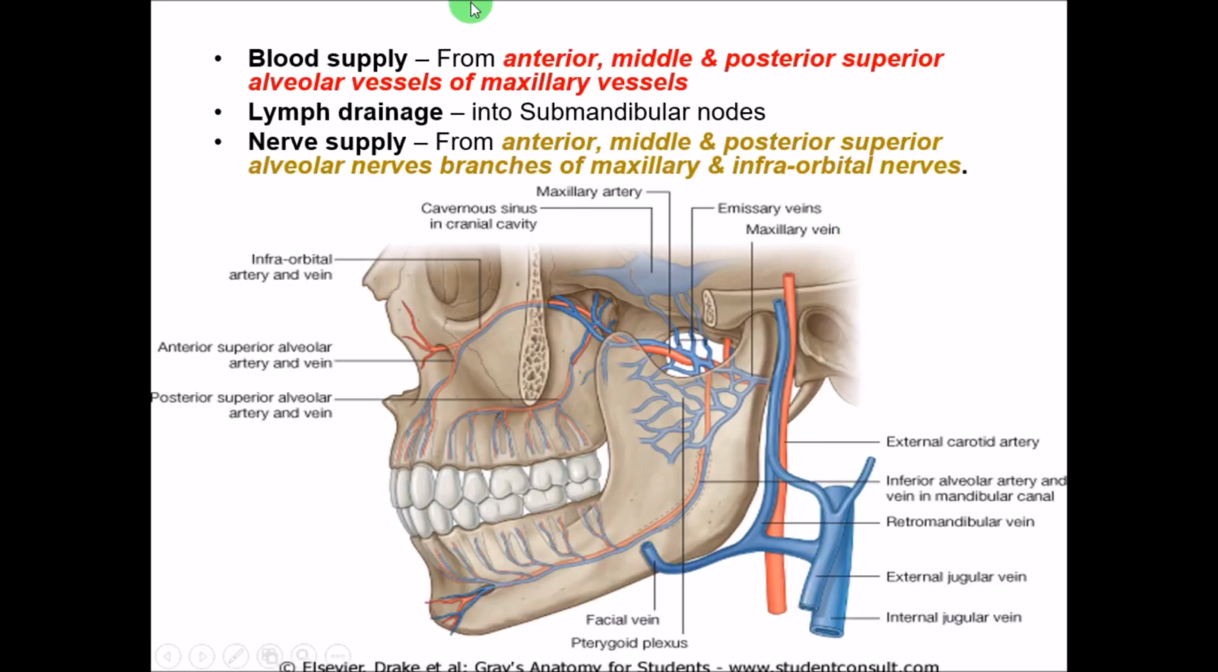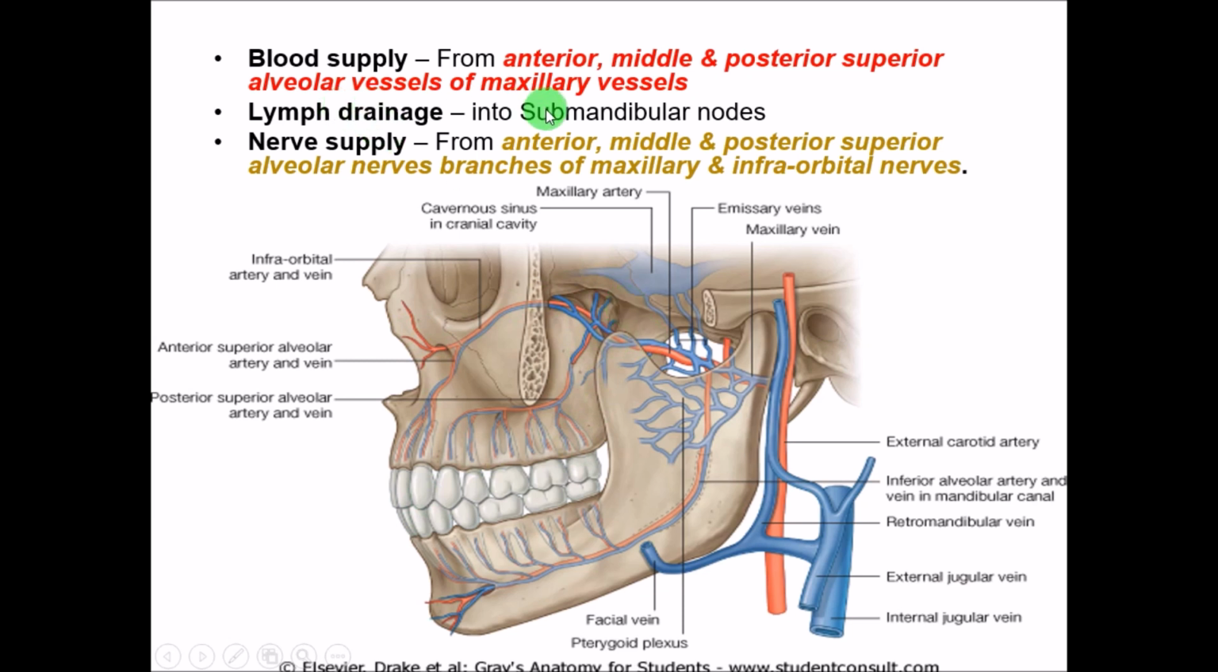Coming to the blood supply of this maxillary sinus, it is by the anterior, middle as well as posterior superior alveolar vessels. Here they have shown you the anterior superior alveolar vessels. Here are the posterior superior alveolar vessels, as well as the middle superior alveolar vessels. All will be supplied by the maxillary artery. Then the venous drainage will be by similarly named anterior, middle and posterior superior alveolar veins, which will be draining into the maxillary vein.